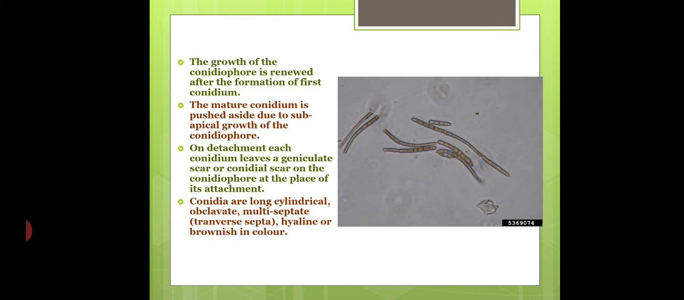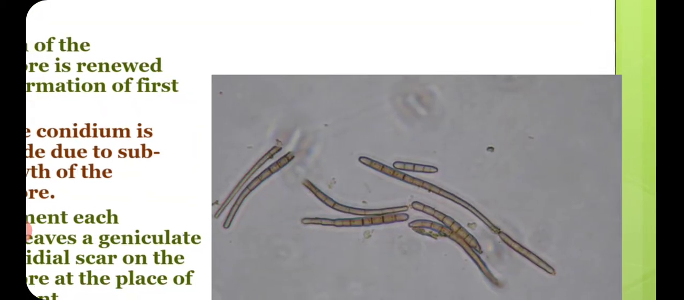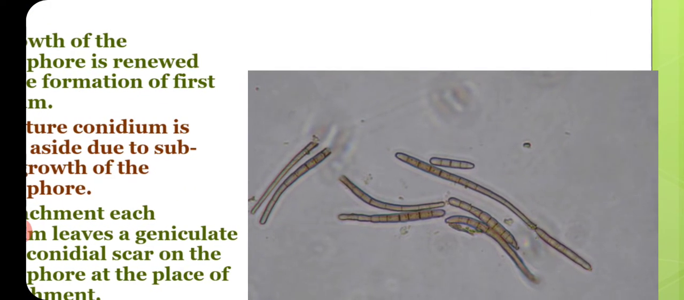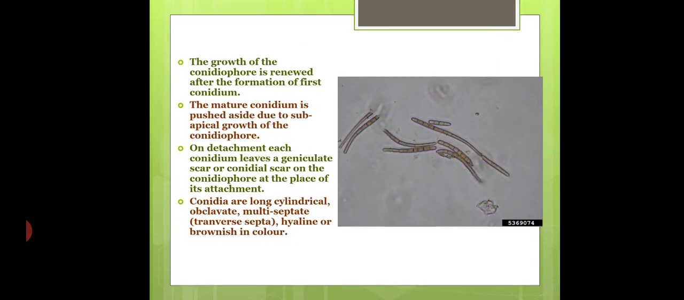So here the conidium has a particular shape and size. Here these are the conidia, which are elongated, club shaped and septate. Here we can see some conidia after the liberation.